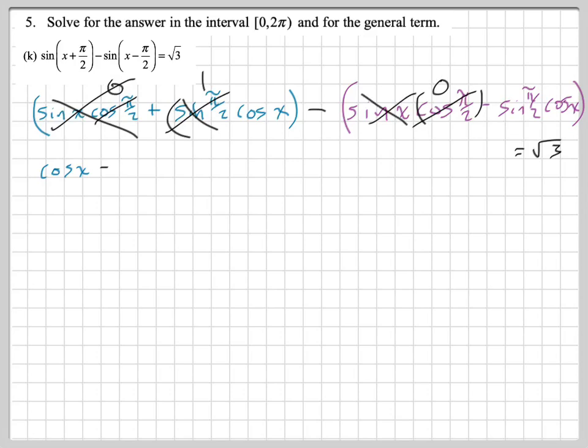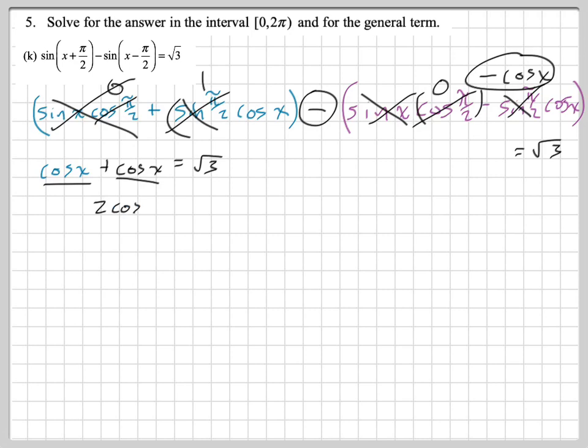And that would multiply to sine x. That would go away. And then I have a minus. That would be a 1. Sine of pi over 2 is a 1. Minus cosine x. And I see a minus here. So minus negative cosine x, which means we're going to have a positive cosine x equals rad 3. Which means if I combine these two right here, that's 2 cosine x equals rad 3. And when I get the cosine x alone, I get cosine x equals rad 3 over 2.